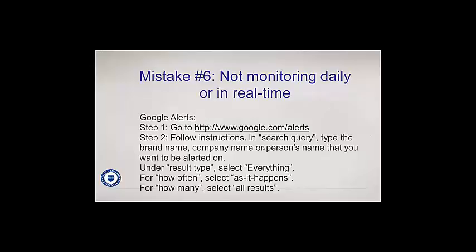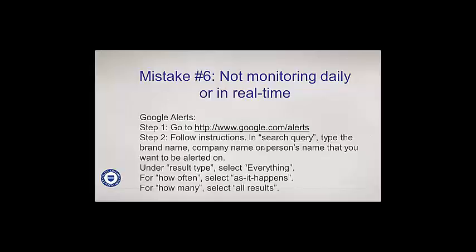And while Google Alerts is indeed a fine way to know if there's news about you, it also scours message boards, blogs, and other lesser-known websites. Getting started is simple. Go to google.com/alerts. Follow the step-by-step instructions. In the search query, type in the brand name, company name, or person's name that you want to be alerted on. Under result type, select everything. This includes the web, news, blogs, video, discussions, and books.